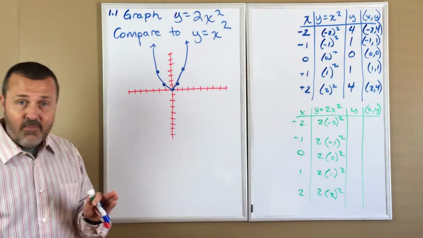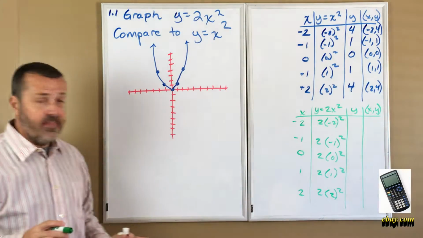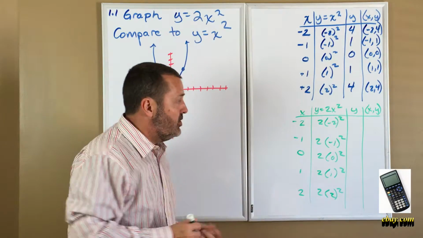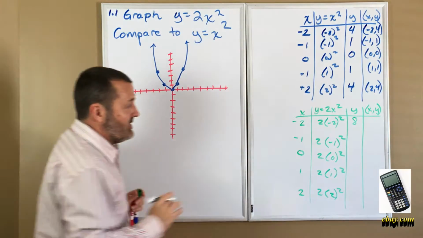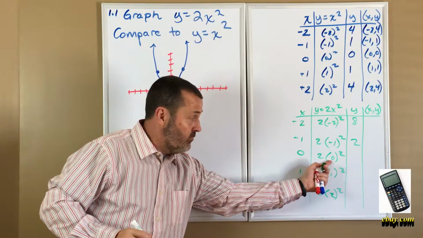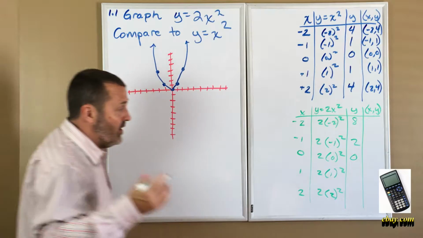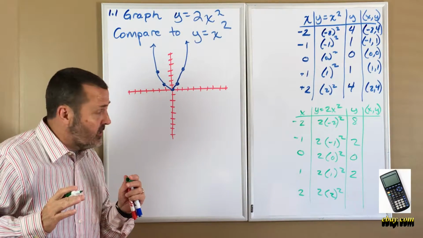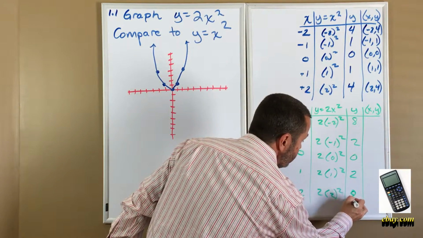Here again, in my classroom for Algebra 2, we'll use our calculator to evaluate these. I can do them in my head. Negative 2 squared is 4. 4 times 2 is 8. Negative 1 squared is 1. 1 times 2 is 2. 0 squared is 0. 2 times 0 is 0. 1 squared is 1. 2 times 1 is 2. And finally, 2 squared is 4. And 2 times 4 is 8.